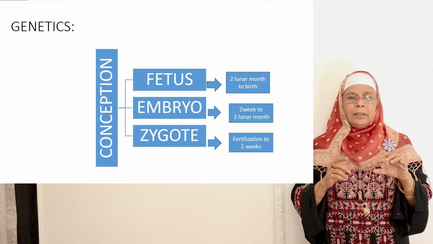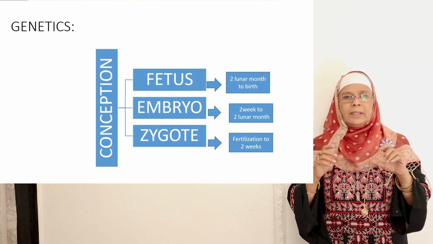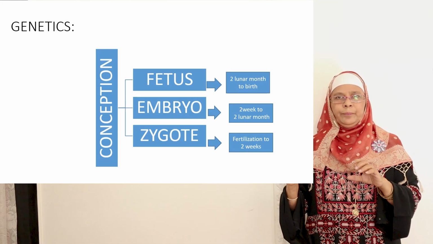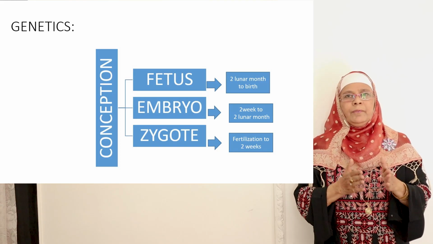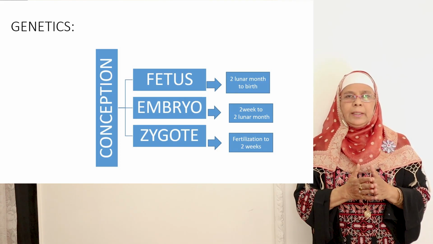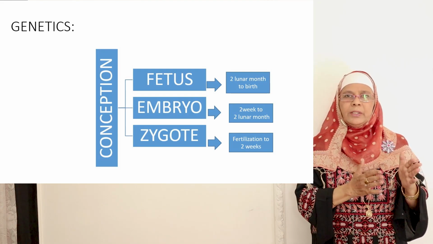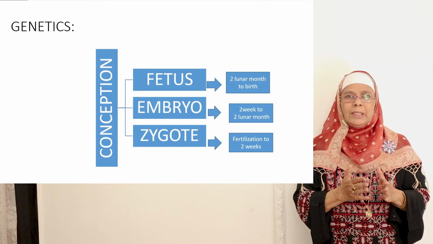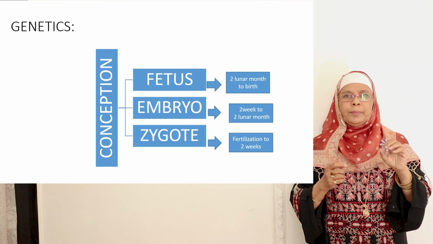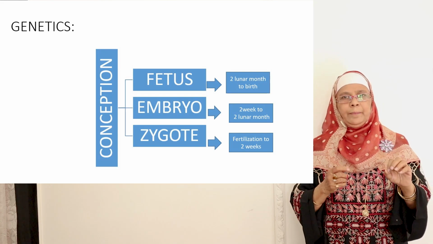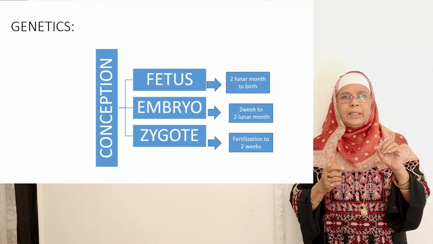In genetics again there are 3 points: conception, sex of the child, and twins. Let us understand conception first. When conception takes place, that means when the sperm from the male side comes and unites with the ovum of the female side and fertilizes the egg, human life begins. That particular point is where conception has taken place.